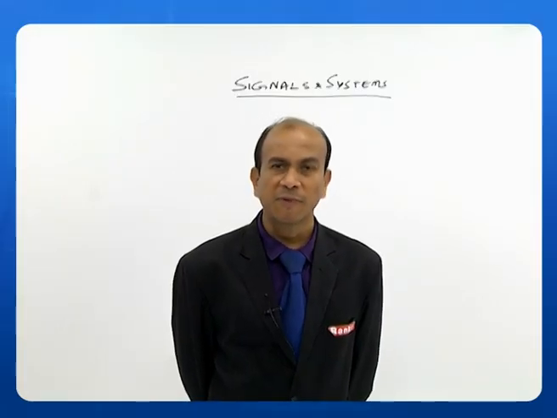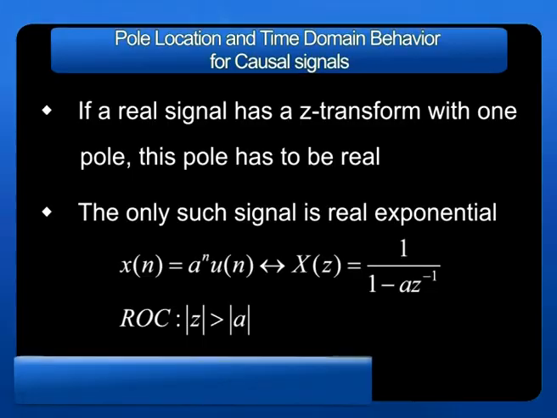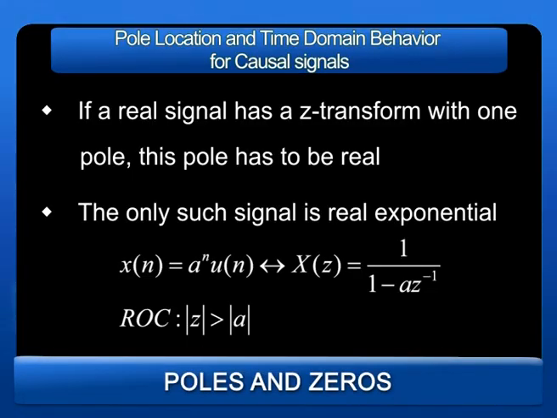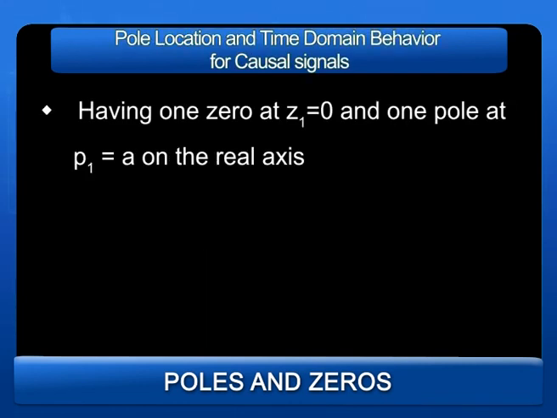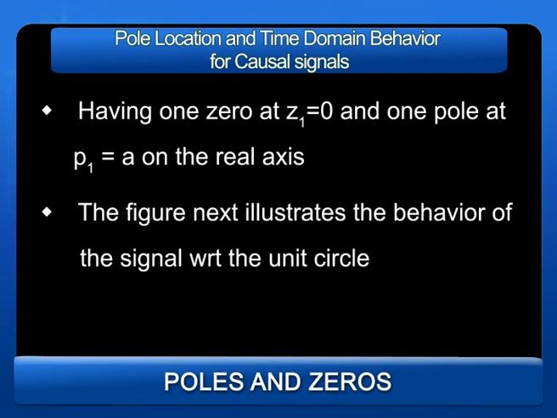So if we talk about the first example which we have seen today, x of n is equal to a to the power of n times u of n. It has an ROC for |z| greater than |a|. Here, if you see, there is a zero at z1 equal to 0. We are calling it z1; there are no other zeros, so there is only one zero present, existing at z1 equal to 0. And the number of poles present in the example which you have seen, p1, is only one pole, that is equal to a on the real axis. Let us understand all these things in detail now.